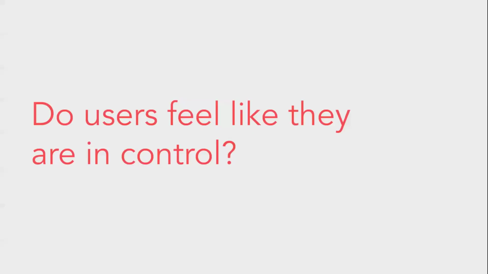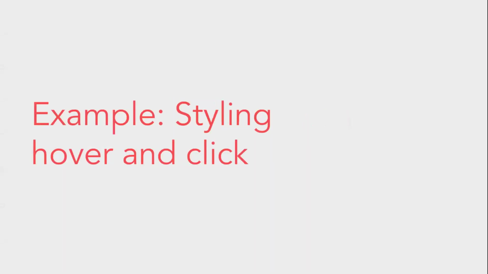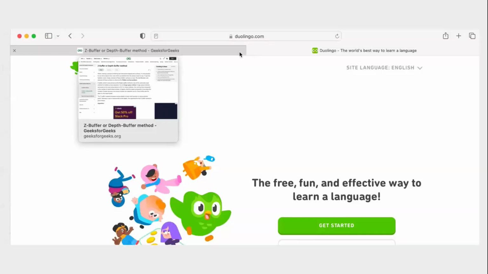Okay, and something else you want to think about is responsiveness. So do users feel like they're in control of the website? An example is styling hover and click, which is available on Safari. If you hover over a tab, you're able to see a preview of what that tab contains. It helps the user feel like they have a lot more control over the website.